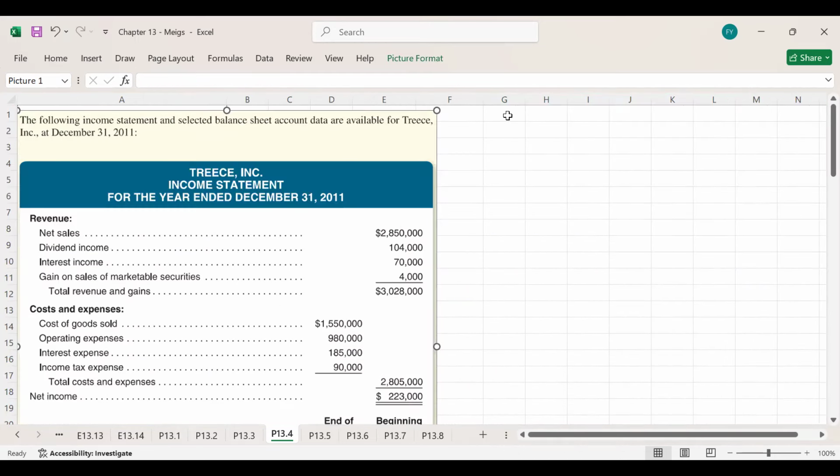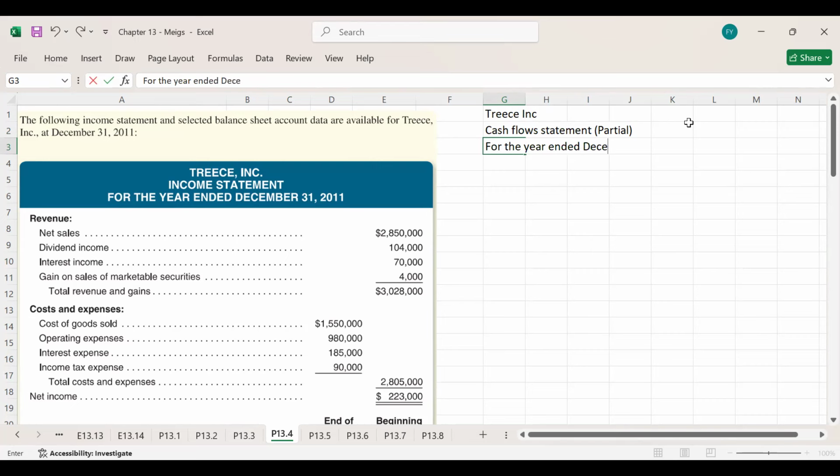So we are preparing a partial cash flow statement. The name of the company is Freeze Incorporation. Then cash flow statement, which is partial, and this is for the year ended December 31st, 2011. And here we have cash flows from operating activities, and this method is the direct method.